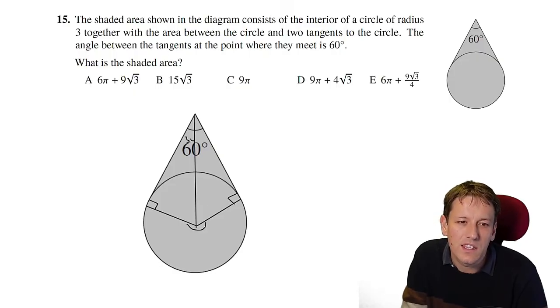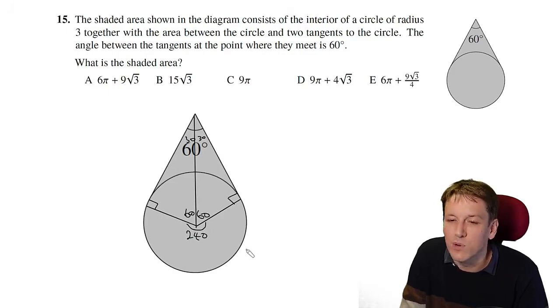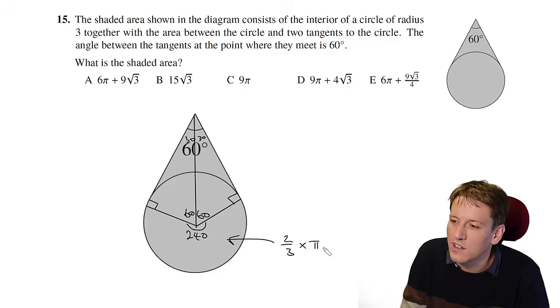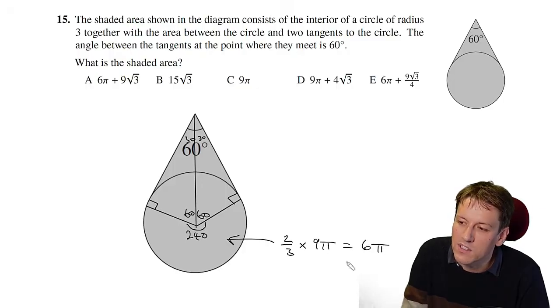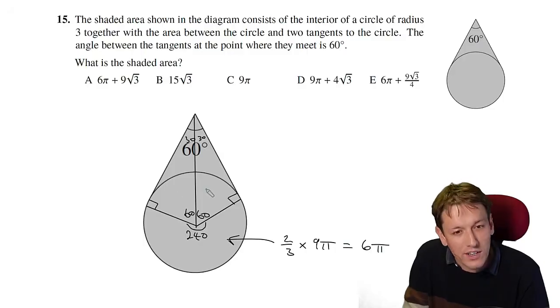If this is 60, then each of these is 30, so these are also 60, so it's 120 here, so this side is 240, right? So this bit is going to be 2/3 of the circle, 2/3 times pi r squared, which is 2/3 times 9 pi here, which is 6 pi, and then we'll add on these 2 triangles.